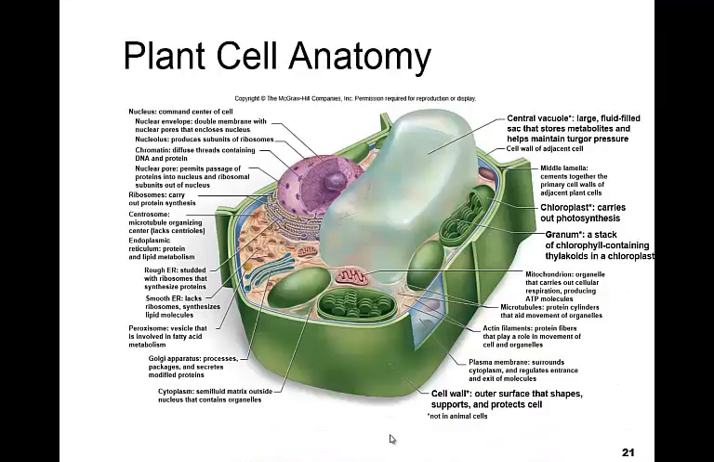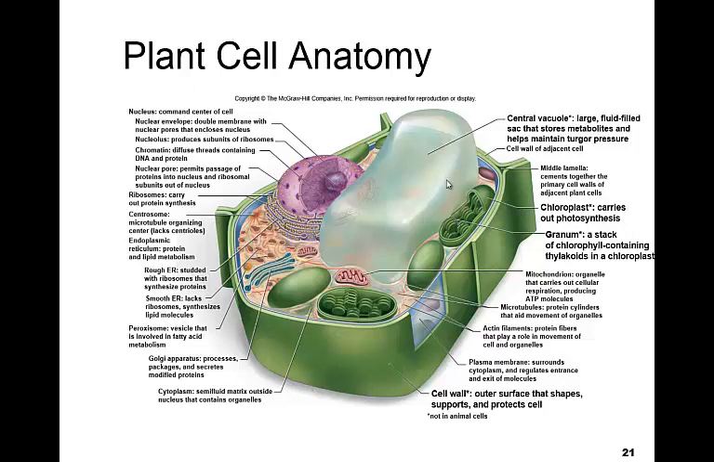Okay, so plant cells are going to have many of the same parts. Particularly, they're going to have a nucleus, ribosomes, ER of both types, a Golgi, and cytoplasm. But one of the main differences is the cell wall. Plant cells are going to have a cell wall. This is a very rigid structure on the outer surface that helps shape, support, and protect cells.